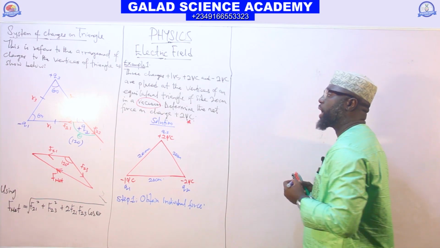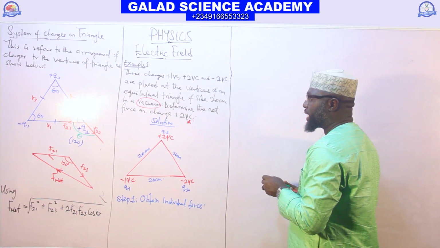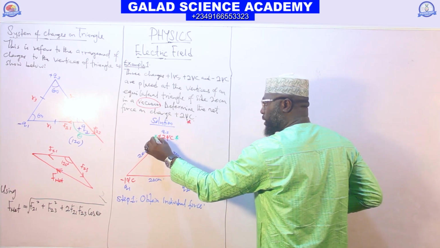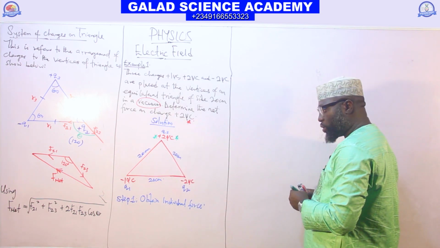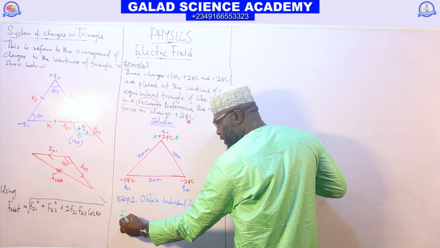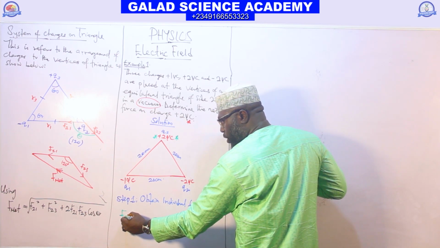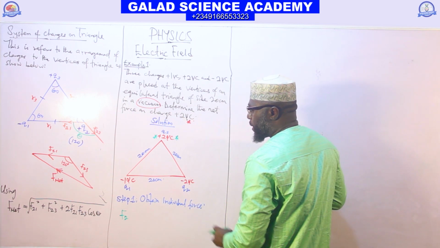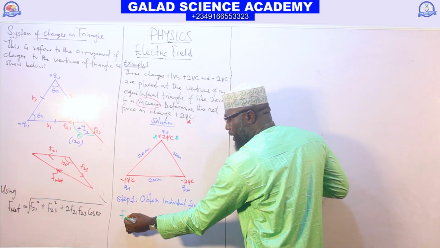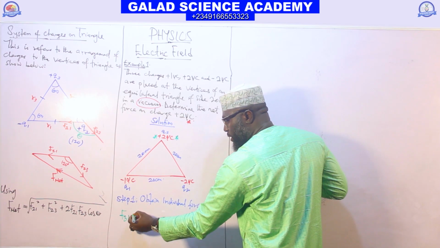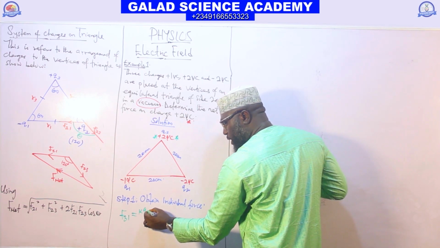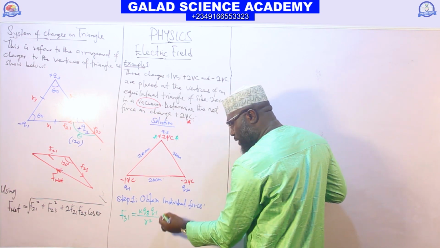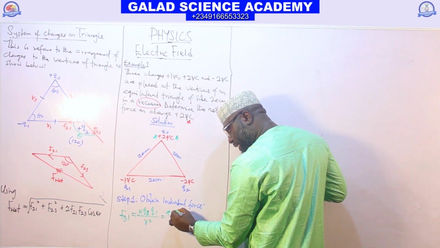Yes, which one is our target charge here? Our target charge here is plus 2 microcoulomb. So we first of all find the force of Q3 exerted on Q1. It will be K Q3 Q1 over R squared. By applying that, K is 9 times 10 raised to the power 9.